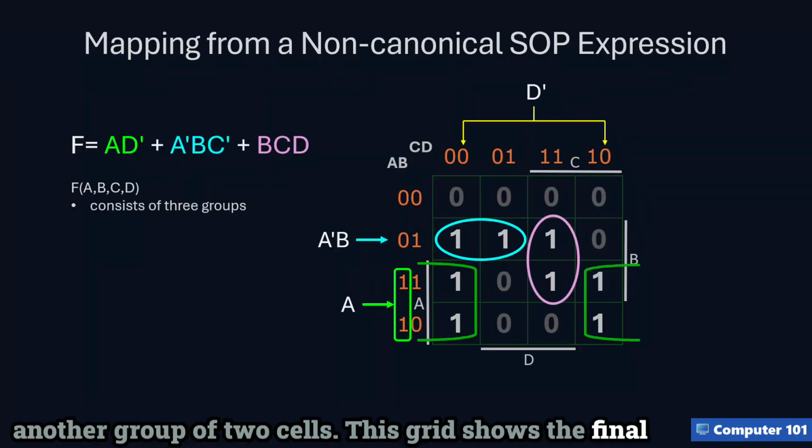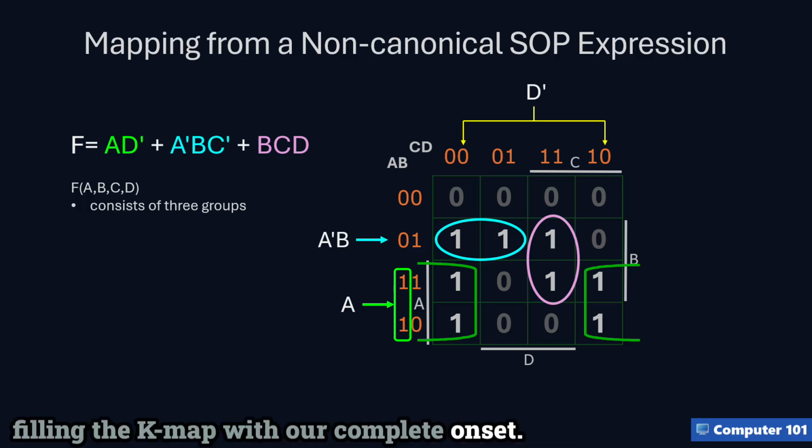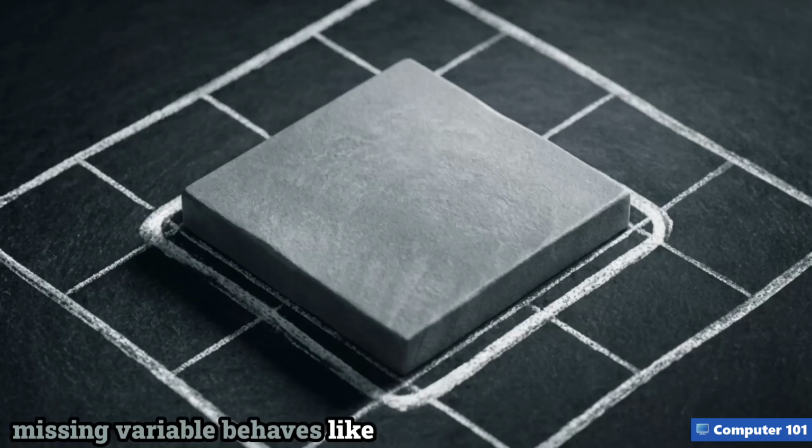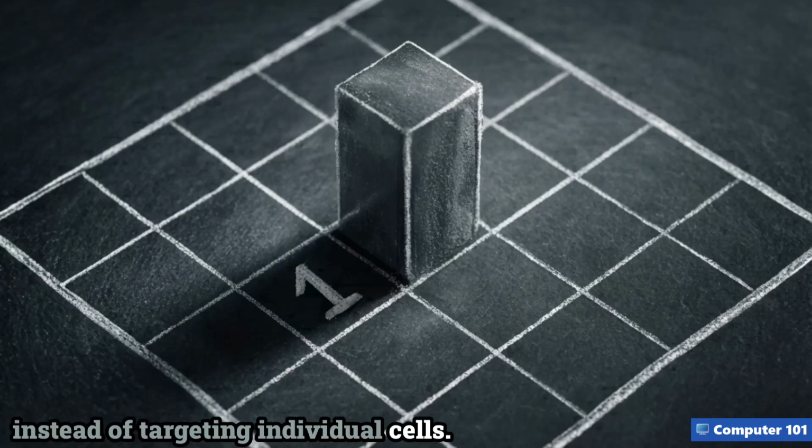This grid shows the final result. All 3 distinct groups are plotted together, filling the K-map with our complete onset. Here, a missing variable behaves like a broad coordinate. It assigns entire regions of the map to a single value, instead of targeting individual cells.